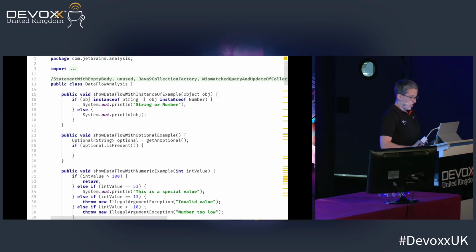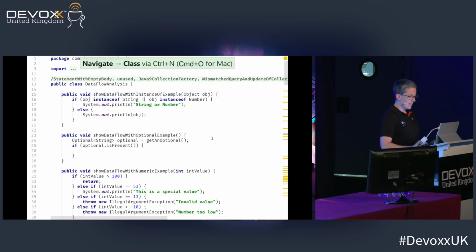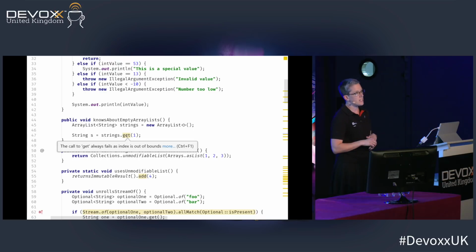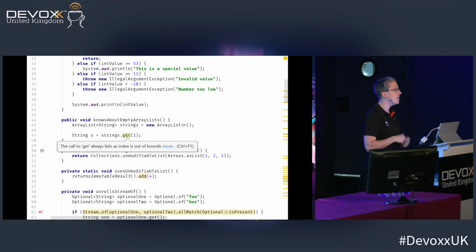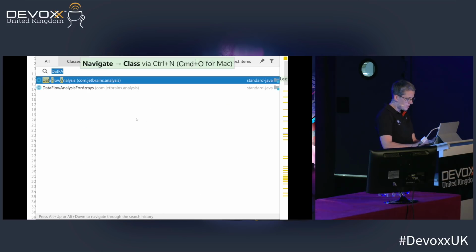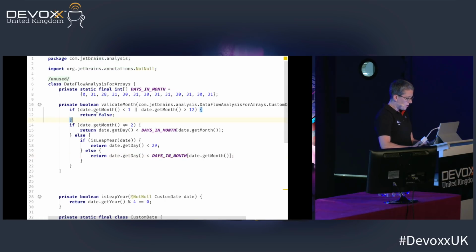Moving on. Oh, I've got loads of examples. Dataflow analysis. You've probably seen these in your code as well, where IntelliJ IDEA says these calls don't make any sense, the values that you have are always particular values. One of the things, I want dataflow analysis for arrays. So here we have an array, which has got days in months. You kind of know what that means.